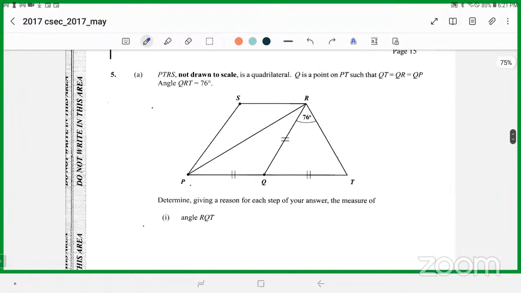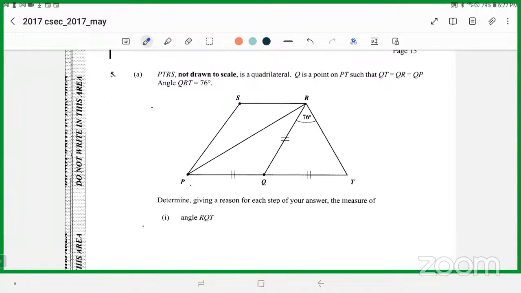All right. This one says, PTRS, not drawn to scale, is a quadrilateral. Q is a point on PT such that these distances are equal. You can see them marked out here. That's these 3 distances. And we know that they are equal distances on the diagram because they put these lines on there. So when they put similar markings on lines, it means that they are equal in length. When they put arrows on lines, it means that they are parallel. All right, so those three lines are equal in length.